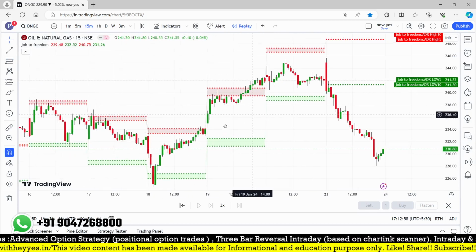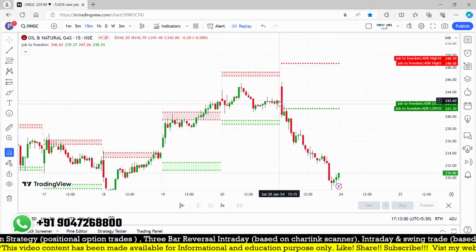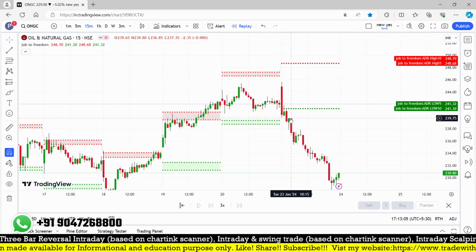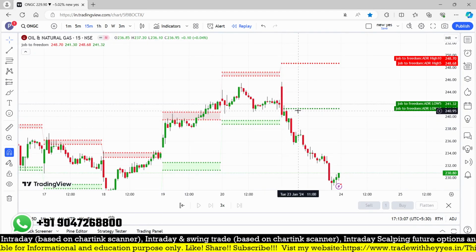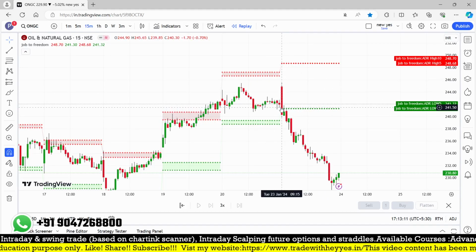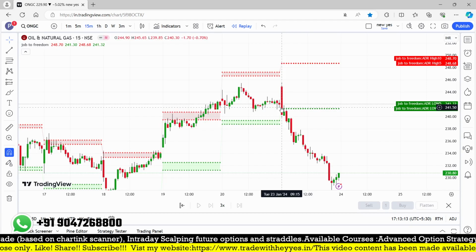In this case, ONGC gave such a good opportunity. How did it happen? In the first candle itself, it closed below the narrow ADR level. Once that closed, I look at the low of that particular candle which closed below the narrow ADR.